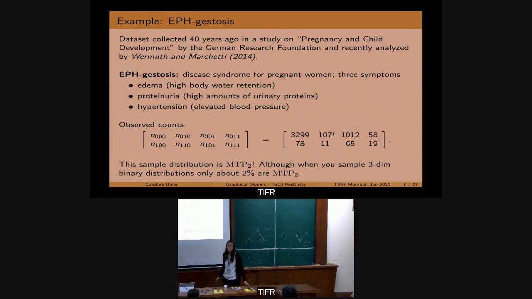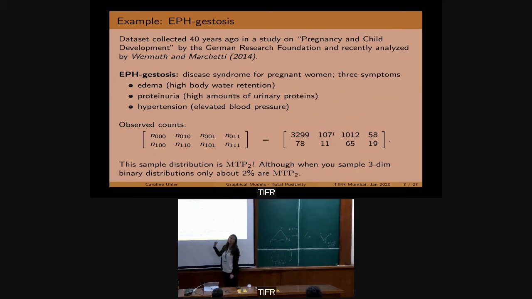But your 2% number here, is that the true distribution happens to be MTP2 or the sample distribution? No, this is the true. Yeah, so here we're actually able to compute it. We cannot for 4-dimensional, we don't even know what it is.